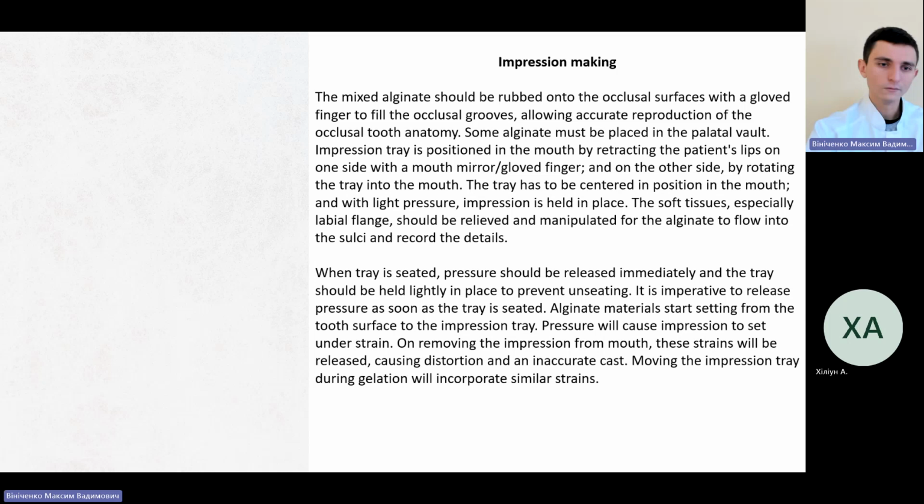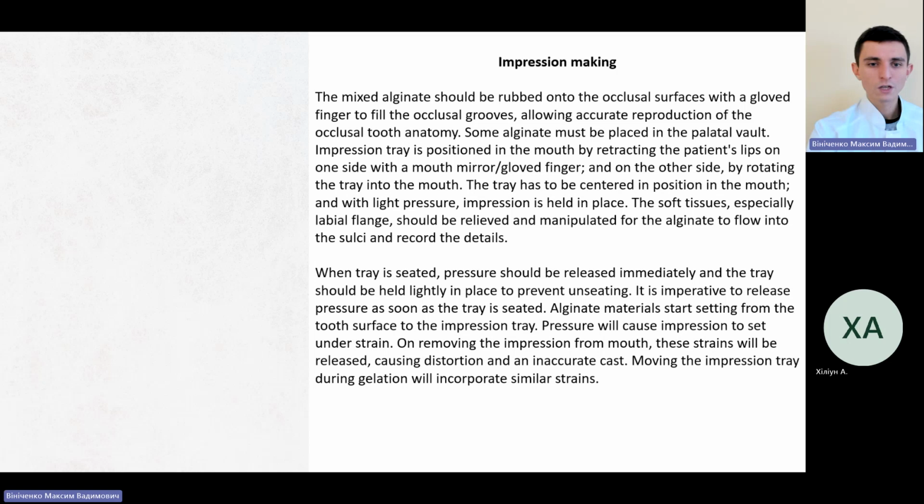Impression making. The mixed alginate should be rubbed onto the occlusal surface with a gloved finger to fill the occlusal grooves, allowing accurate reproduction of the occlusal tooth anatomy. Some alginate must be placed in the palatal vault. The impression tray is positioned in the mouth by retracting the patient's lips on one side with the mouth mirror or gloved finger, and on the other side by rotating the tray into the mouth. The tray has to be centered in position in the mouth, and with light pressure, the impression is held in place.